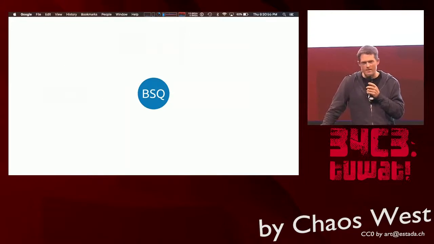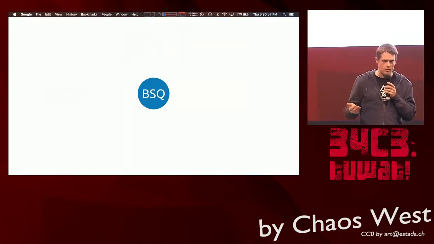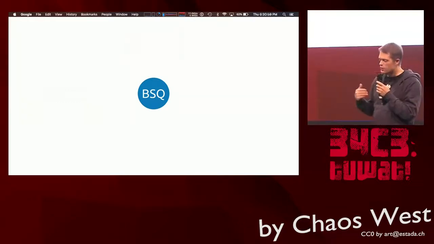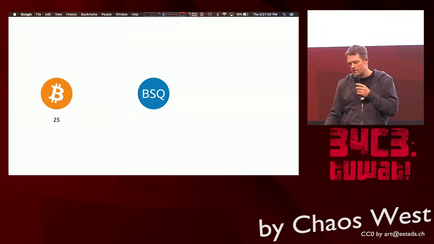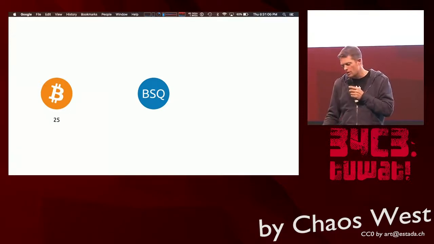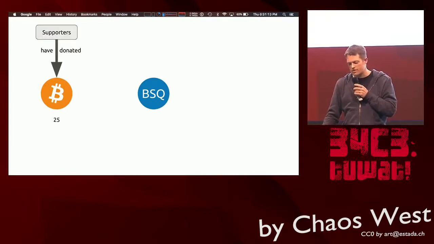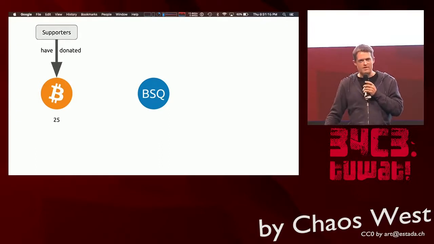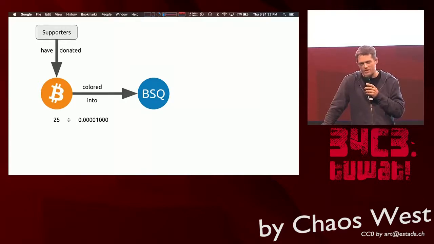And the way that Bisq works, that BSQ works, is that the 25 Bitcoin that supporters have donated to the project since its inception, 4 years ago, we distribute those 25 Bitcoin to all of the past contributors by cutting up the Bitcoin into tiny pieces, 1,000 Satoshis large. It's a very small amount of Bitcoin. And the way the math works out there is we turn 25 Bitcoin into 2.5 million BSQ.